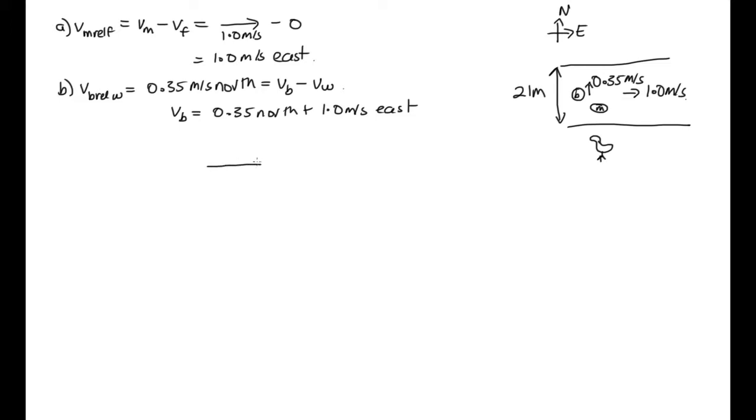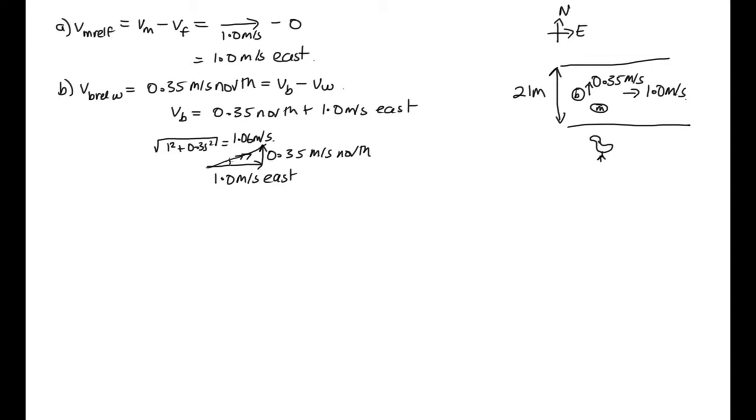We've got the water is going 1 meters per second east, and here's the movement of the baby, 0.35 meters per second north. So this here is the velocities of the babies relative to the bank. So to work this out, we need to use Pythagoras. So that's the square root of 1 squared plus 0.35 squared. And solving that on the calculator, we end up with 1.06 meters per second.